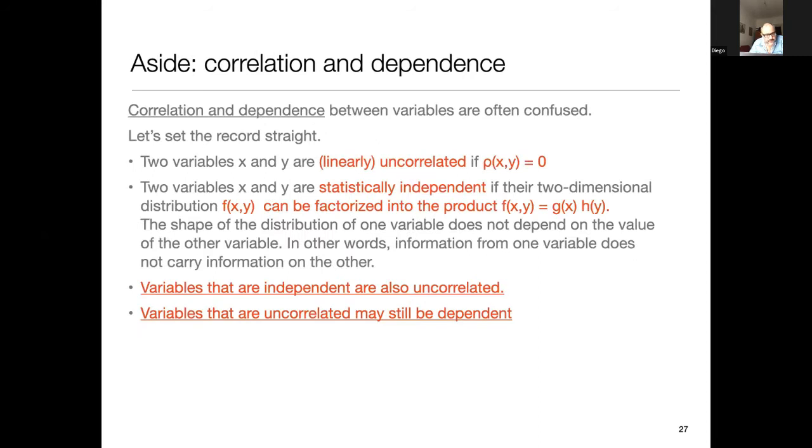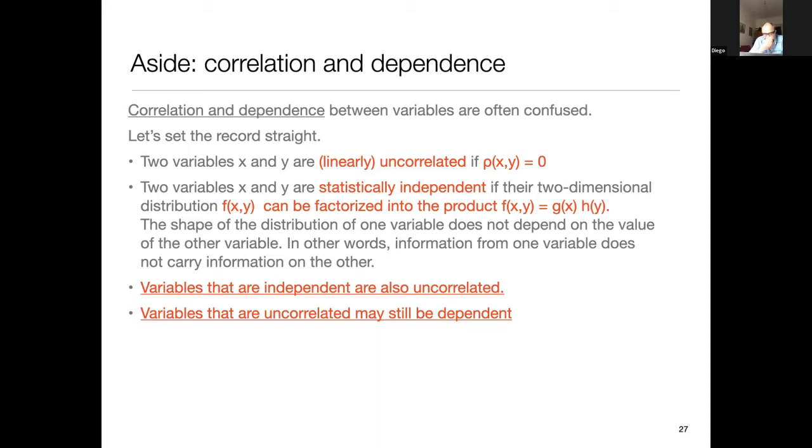And this discussion gives me an occasion to set the record straight on a very typical confusion that one has when starting to think about these things. Usually correlation and dependence between variables are often confused. And you have to remember that 2 variables, X and Y, are linearly uncorrelated if the correlation between them is 0. But this condition is not sufficient to state that they are also statistically independent.